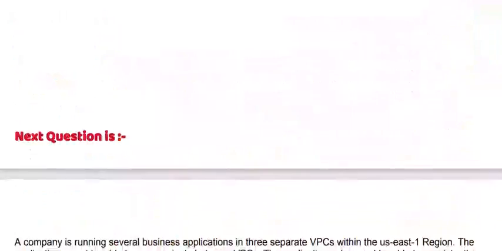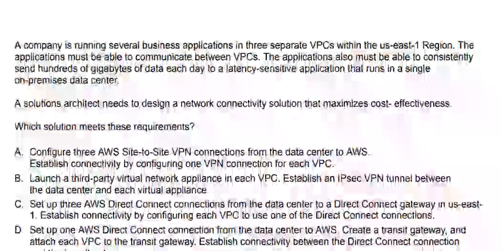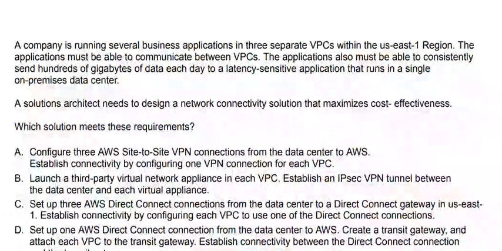Next question is, a company is running several business applications in 3 separate VPCs within the US East 1 region. The applications must be able to communicate between VPCs. The applications also must be able to consistently send hundreds of gigabytes of data each day to a latency-sensitive application that runs in a single on-premises data center. A solutions architect needs to design a network connectivity solution that maximizes cost effectiveness. Which solution meets these requirements?